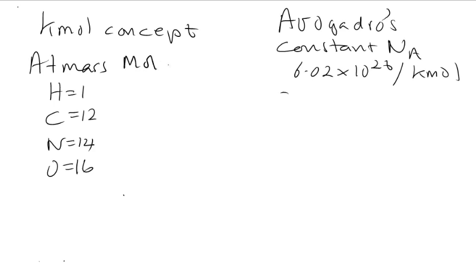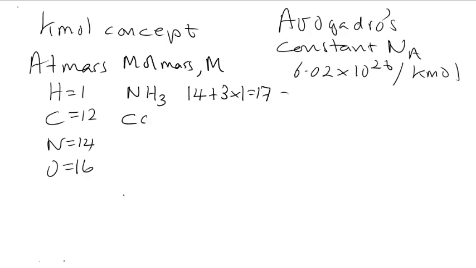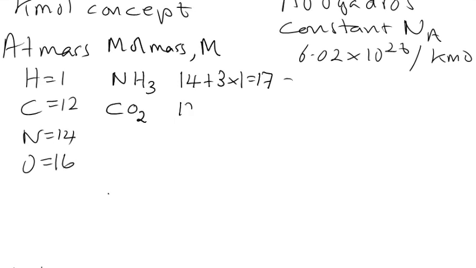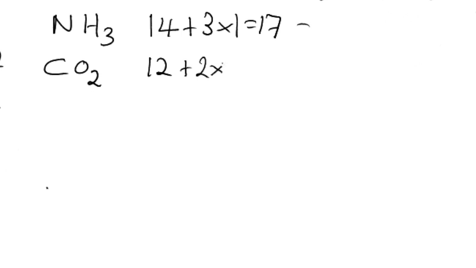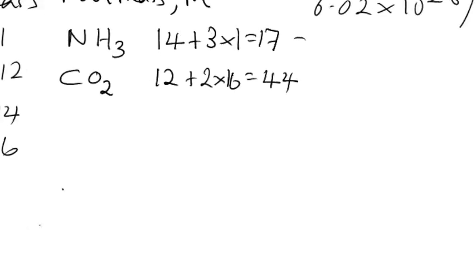From these we can actually calculate the molecular mass, which I'm going to denote by the symbol big M. For example, here's a molecule, ammonia. That consists of one nitrogen atom plus three hydrogen atoms, so the molecular mass is 17. Another example, carbon dioxide, one carbon atom plus two oxygen atoms equals 44. That means, for example, that a molecule of ammonia is 17 times heavier than a hydrogen atom.